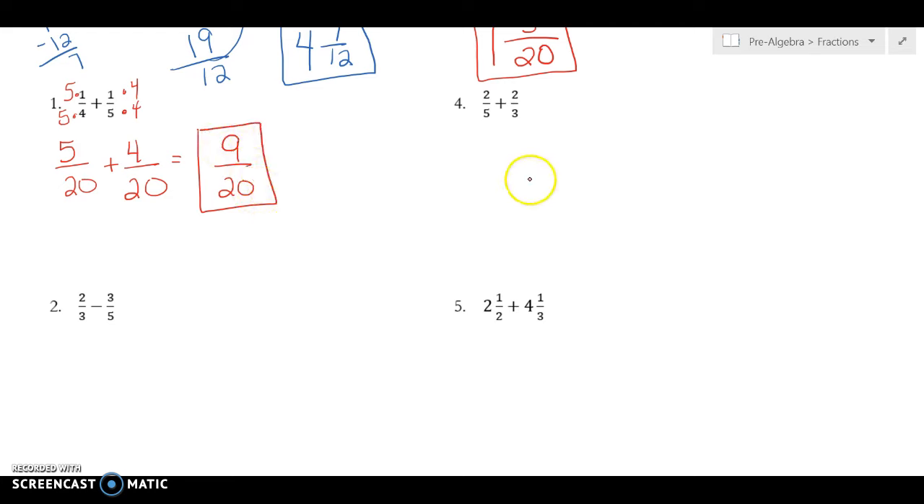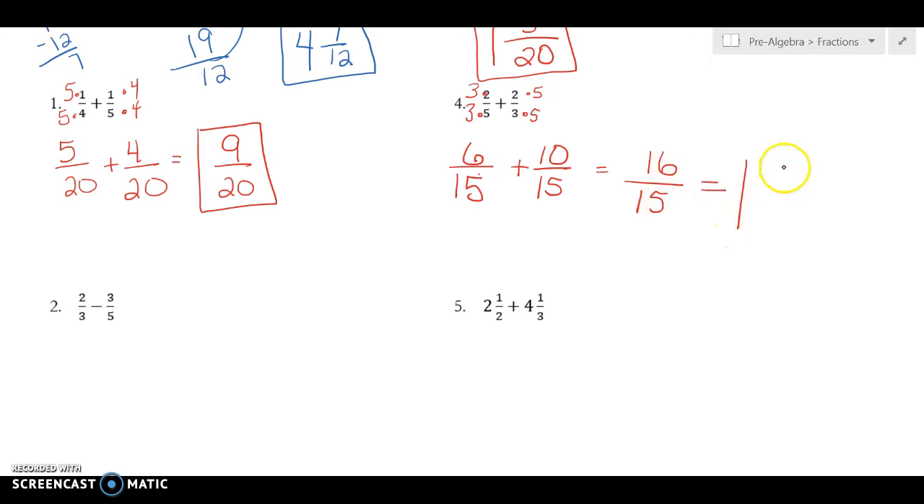All right, for number 4, and yeah, I'm going to go out of order here, but that's okay. My common denominator between 5 and 3 is 15. So I multiplied by 3, so I multiply the top by 3, and I get 6. I multiply by 5, and I get 10. 6 plus 10 is 16. And if you notice, the numerator is too big. This is an improper fraction, so I want you to make it a mixed number. 15 goes into 16 one time with 1 remaining. And so that is our answer.